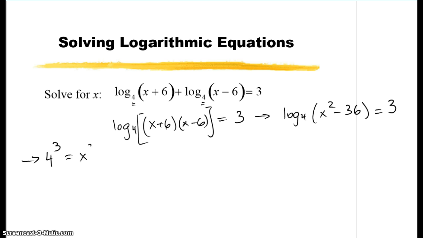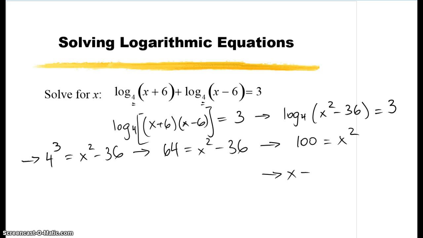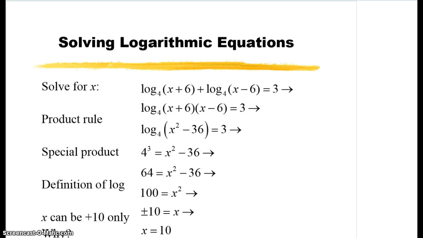Okay. Now this is just a quadratic equation that you guys probably remember how to solve. Let's do it anyway. 4 raised to the power of 3 is 64. So I have 64 equals x squared minus 36. Add 36 to both sides and you get 100 equals x squared. So x must be equal to 10. Okay, and here on the next slide is the solution step by step. Now, one thing I want to point out, once again, we rewrote everything here.